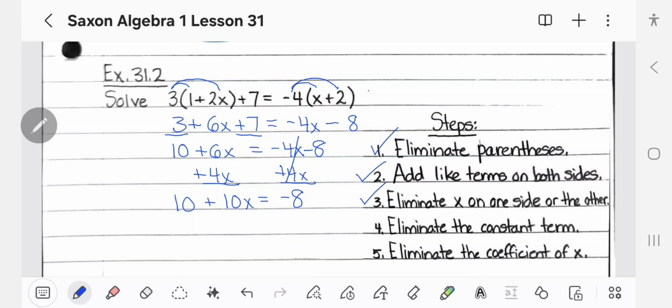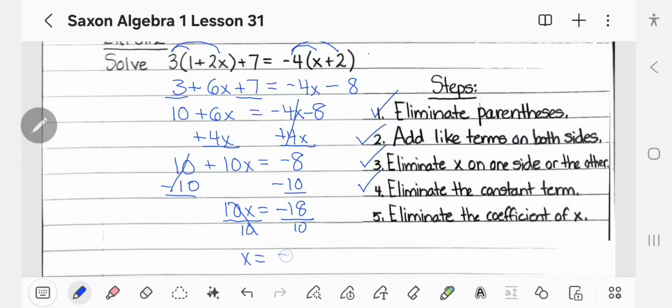Now I'm going to eliminate the constant term that's with the variable, and that would be the 10. So let's subtract 10 from both sides. We get 10x is equal to negative 18. Now I'm going to eliminate the coefficient of the variable. They're multiplying by 10, so I'm going to divide by 10.